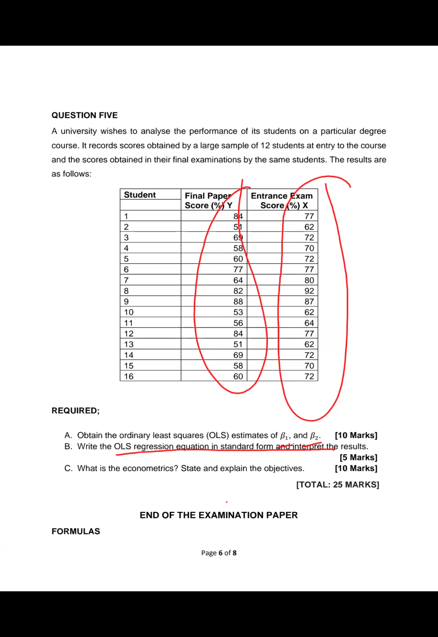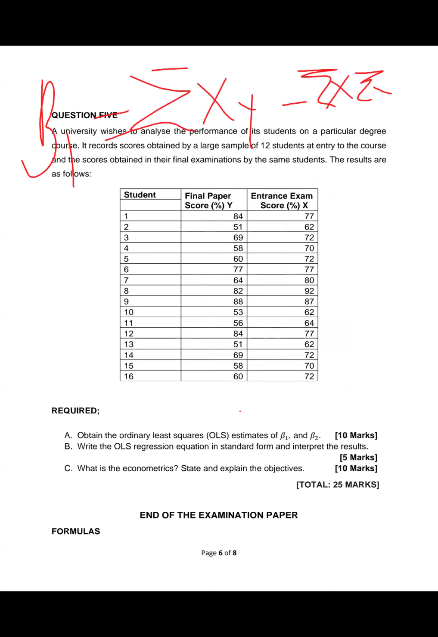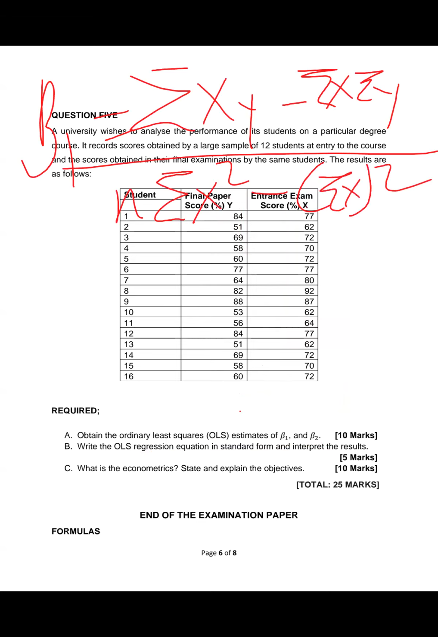In this section, you can use the other approach because it's the same stuff. For example, beta 1 is equal to n times the summation of xy minus the summation of x times the summation of y, divided by n times the summation of x squared minus the square of the summation of x. You can do this individually. When you want summation of xy, you multiply x one times y one.